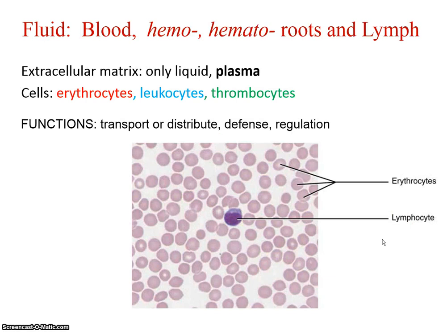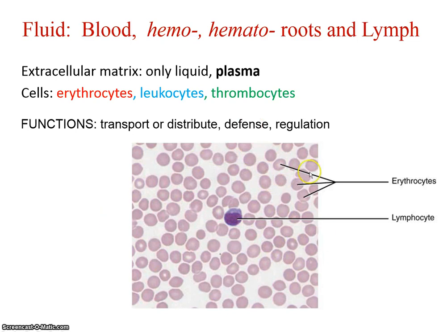Alright, so fluid connective tissue, blood, right? You use hemo or hemato roots, and of course, lymph is again a fluid. So extracellular matrix, and lymph comes from blood. In fact, really, all the fluids in your body come from blood. Extracellular matrix, this one is liquid, hence the fluid, and that is called plasma. The cells in here are erythrocytes, leukocytes, thrombocytes, right?